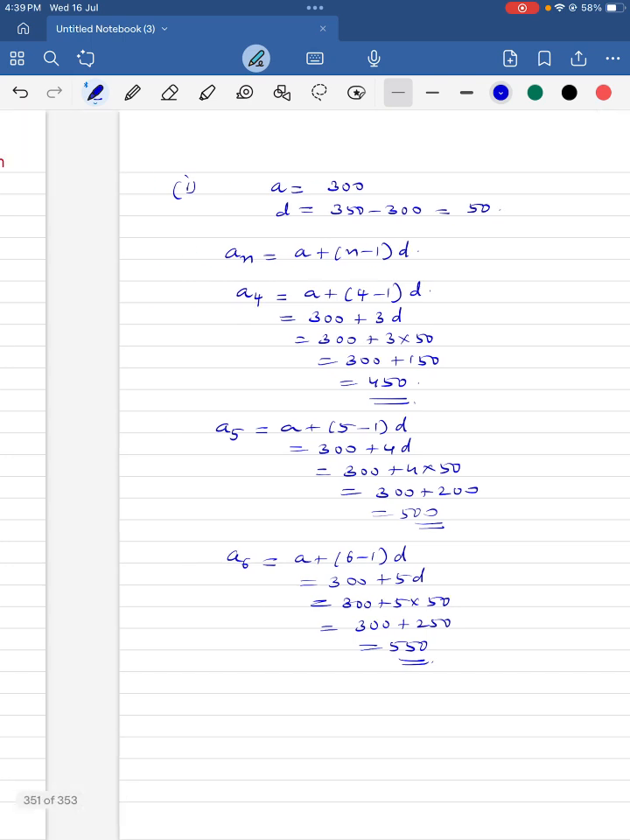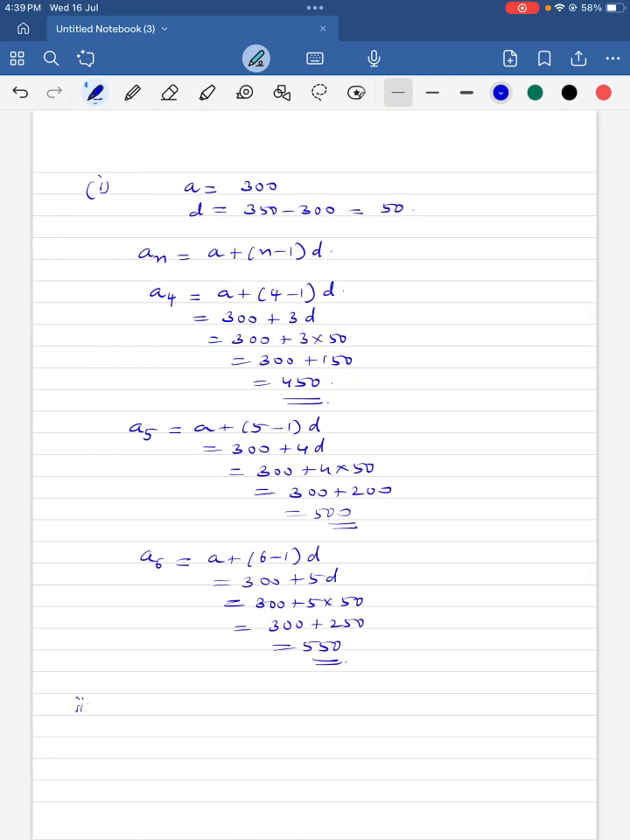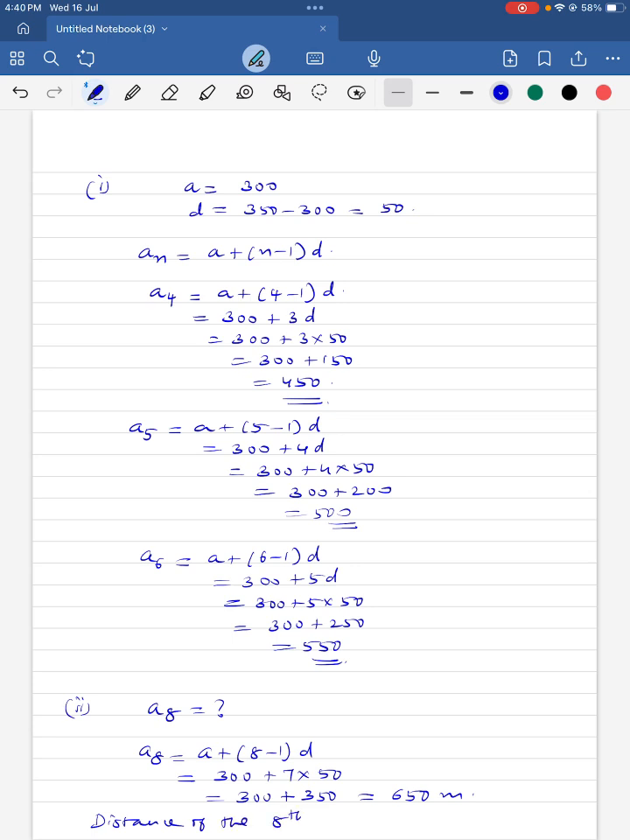Okay, so now in the second part, we have to determine the distance of the eighth round. So we have to find the value of a8. And a8 can be found out using the formula a plus 8 minus 1 times d. So that is equal to 300 plus 7 times d, which is 50, or 300 plus 350, which is equal to 650 meters. So the distance of the eighth round will be equal to 650 meters.